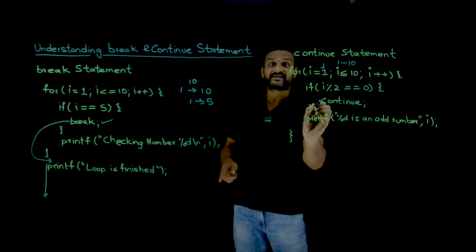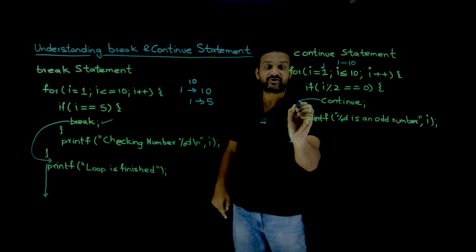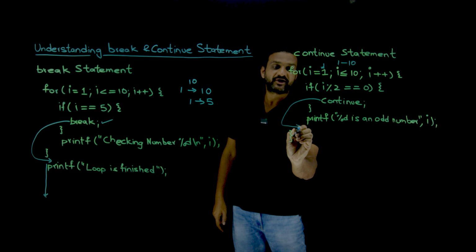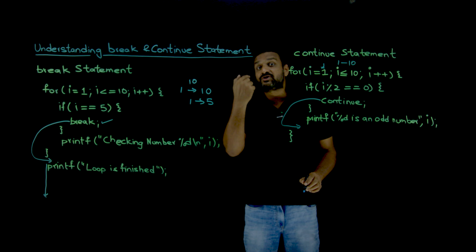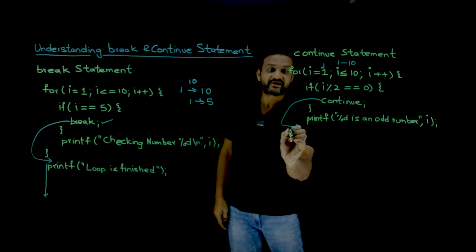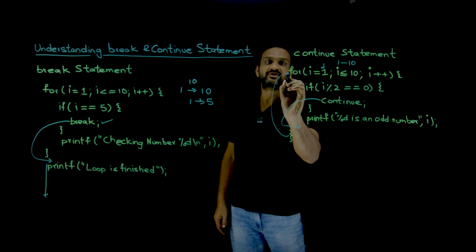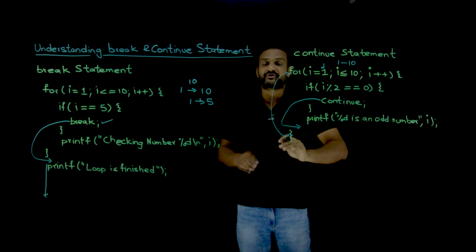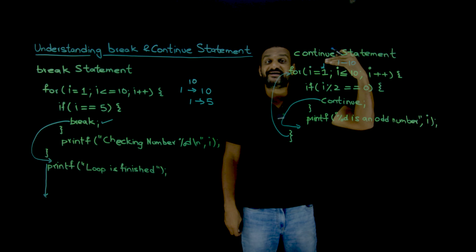Whenever the continue gets executed, we will come to the end of the loop, not out of the loop. Whereas in the break statement, we will go out of the loop. But here we come to the end of the loop, and the control is passed again to the for loop. This iteration stops, and we go into the next iteration.